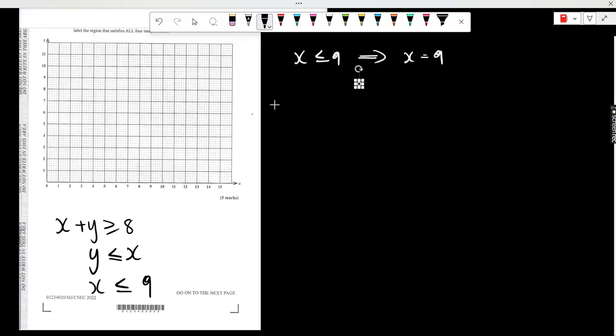All right, so I'm going to draw the line x equals 9. So this goes right here. So this is the line x equals 9. Should I leave it solid or should I make it broken? Look at the inequality and answer that question. X is less than or equal to 9. So should I leave the line solid or should I make it broken?